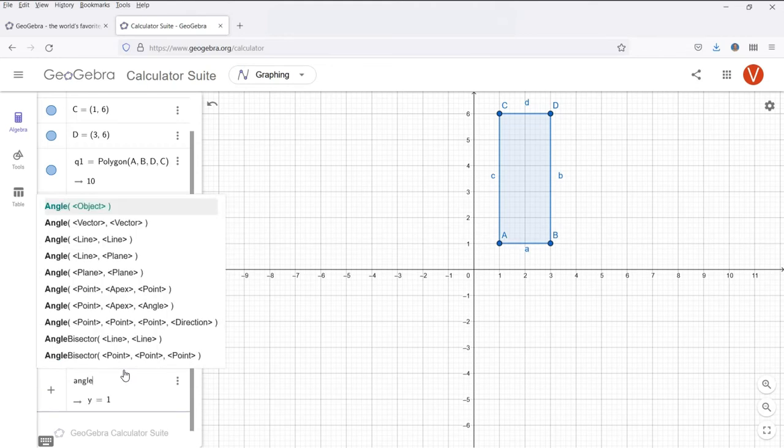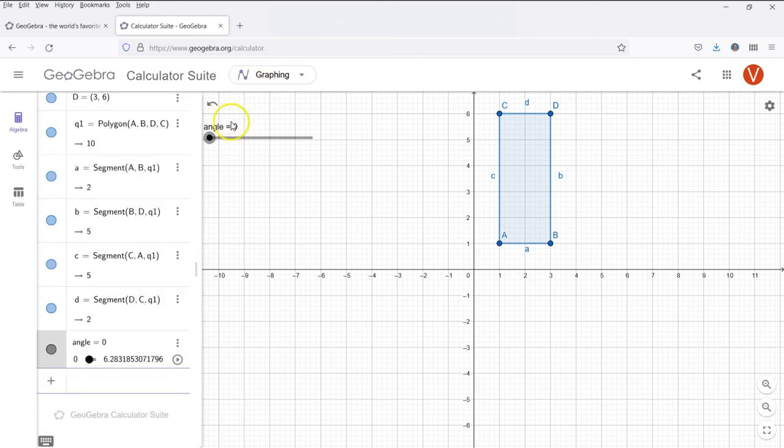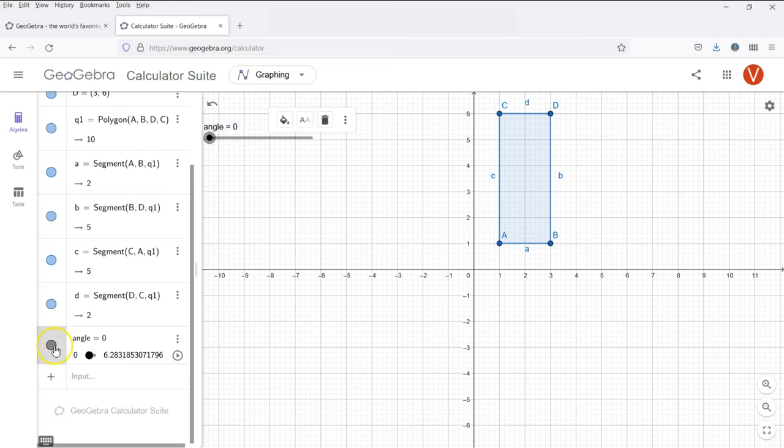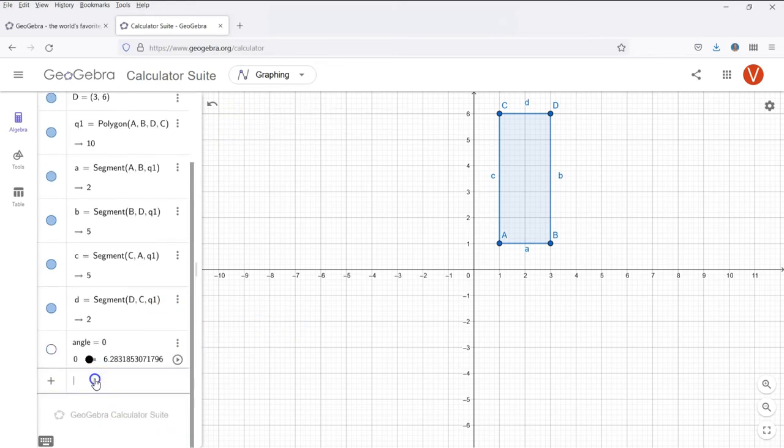So we are going to do this based on an angle. So let's say angle is equal to a slider which starts from 0 and goes up to 2 pi, that is 360 degrees, at intervals of pi by 20, right? And we don't want this to be displayed here. So let's make it disappear. What else do we require?